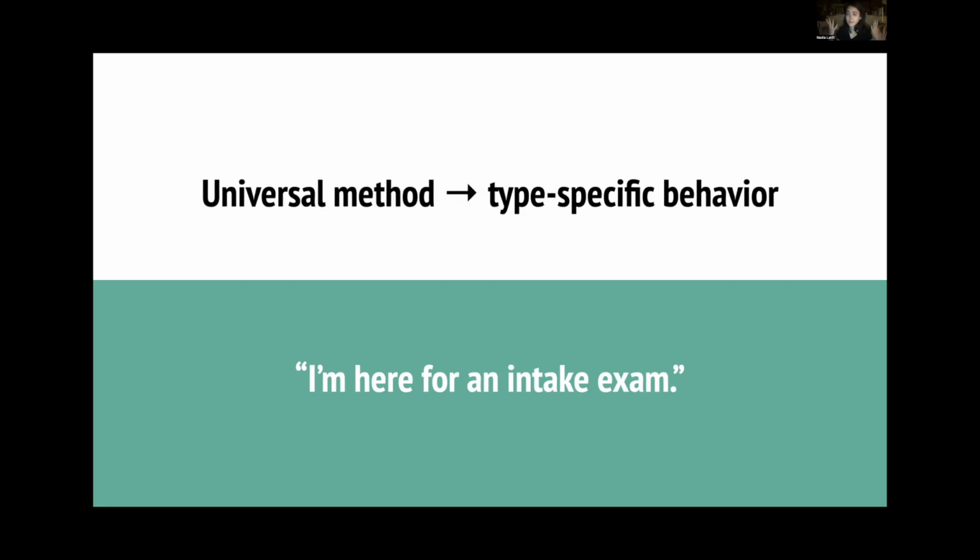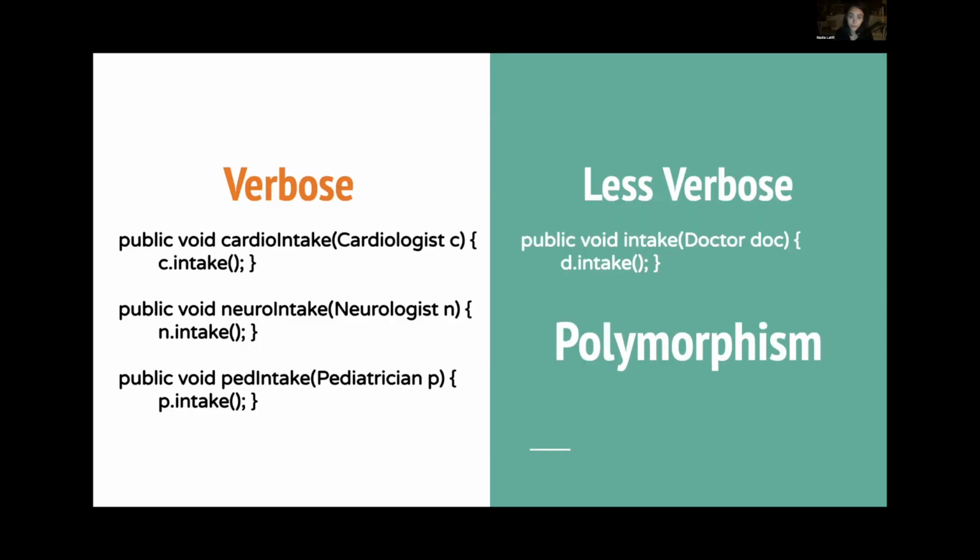So, what have we discovered here? We've discovered a universal method for invoking type specific behavior. I can go to any doctor and just say, I'm here for an intake exam. And I can expect that they will perform a type specific intake exam. Now, why is this even important and why does this matter when we're coding?